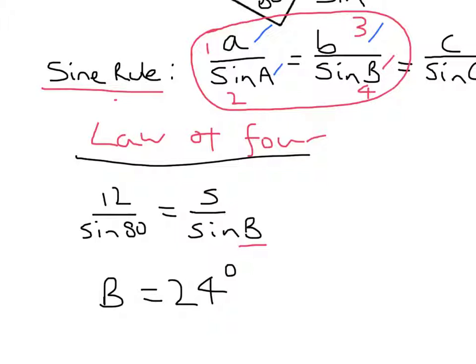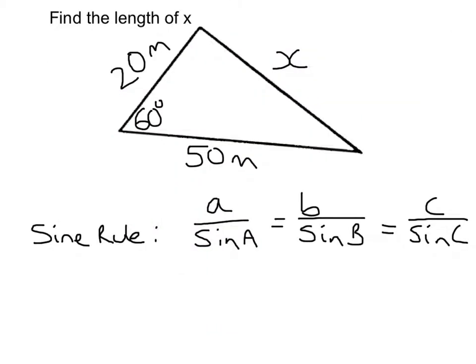Now we're going to use this law of 4 for another example. In this example we've got another triangle. We've got length 20 meters, length 50 meters, 60 degrees, and we're being asked to find the length of x. So again, we're going to write down the sine rule to get us started, and just as before we're going to start by ticking off the unknown, the x, and I'm going to say that is side a. It could be any side really, so I'm going to tick off side a.